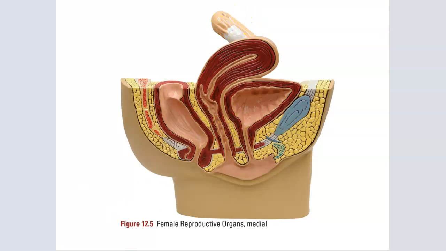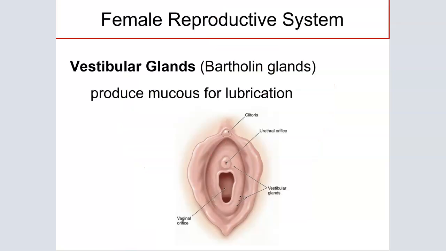So if we were to look at the vestibular glands or Bartholin glands, there are no glands inside the vagina. The glands are actually found on the outside, and you can see them here called vestibular glands. And these are the glands that make mucus, which is important for lubrication during sexual intercourse. So they're on the outside, notice.